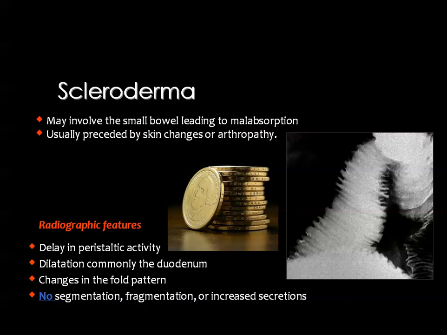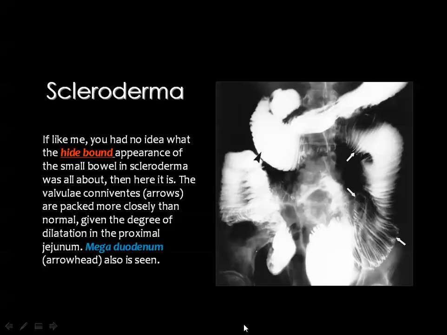But this appearance will simulate many other diseases that affect the small bowel, and the diagnosis of scleroderma is reached by the knowledge that the patient had skin changes of scleroderma and maybe osseous changes of scleroderma. These are the common radiographic features: delay in peristaltic activity, dilatation of the bowel, commonly the duodenum, and change of the fold pattern. But in this disease, there is no segmentation, fragmentation, or increased secretion.